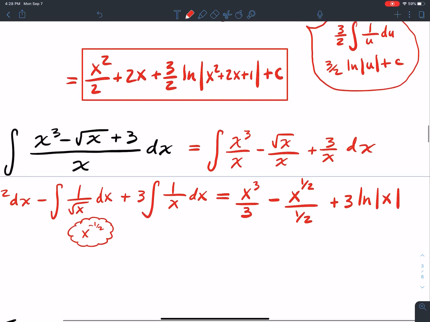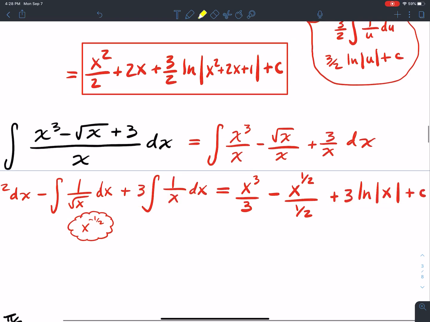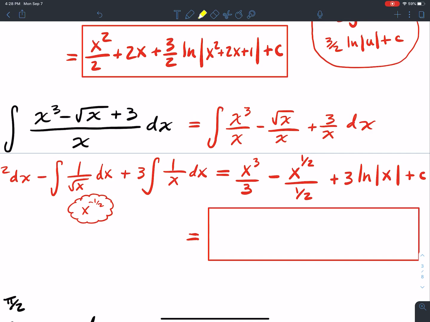And then whenever I integrate here, the 3 stays, but the integral of 1 over x is ln absolute value of x. And then my plus c. Simplified here. All this is staying the same. All I need to do is flip this around, so negative 2x, or negative 2 square root x, rather.